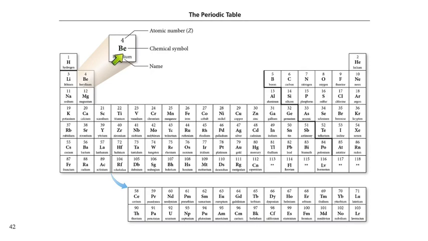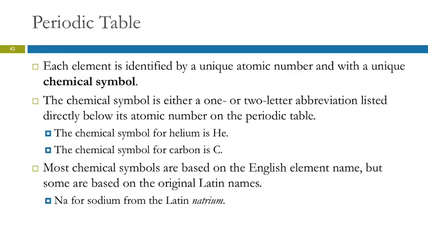On this periodic table, the name of the element is also listed, but on the periodic table on the wall, the ones you're going to have for exams, the name is not listed. That's why you need to memorize them. It takes way too much time to always be looking for the name. So each element is identified by a unique atomic number and a unique chemical symbol. Now, you've already memorized a bunch of these. I think I gave you about 35 of them, the most common ones. Those chemical symbols are either 1 or 2 letters, and they're listed on the periodic table.